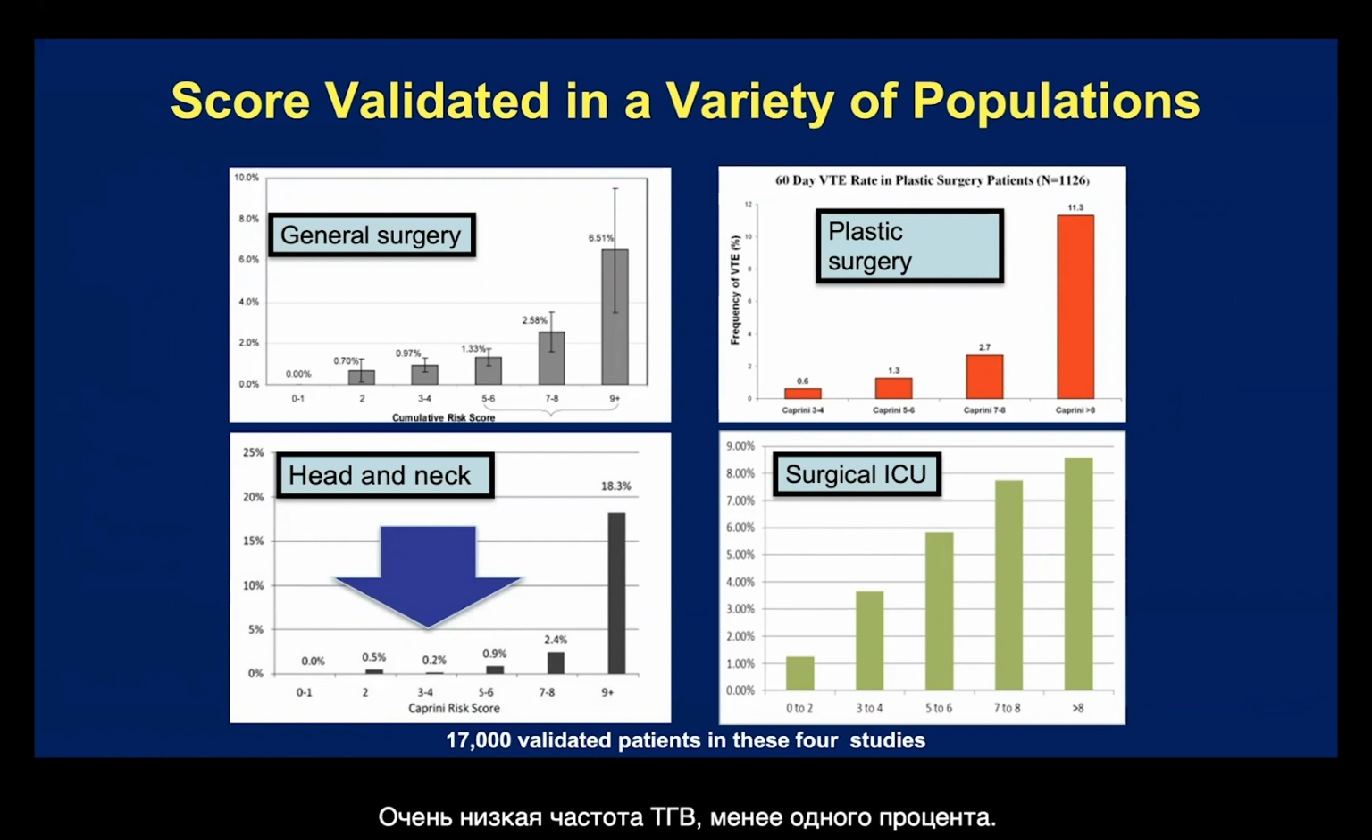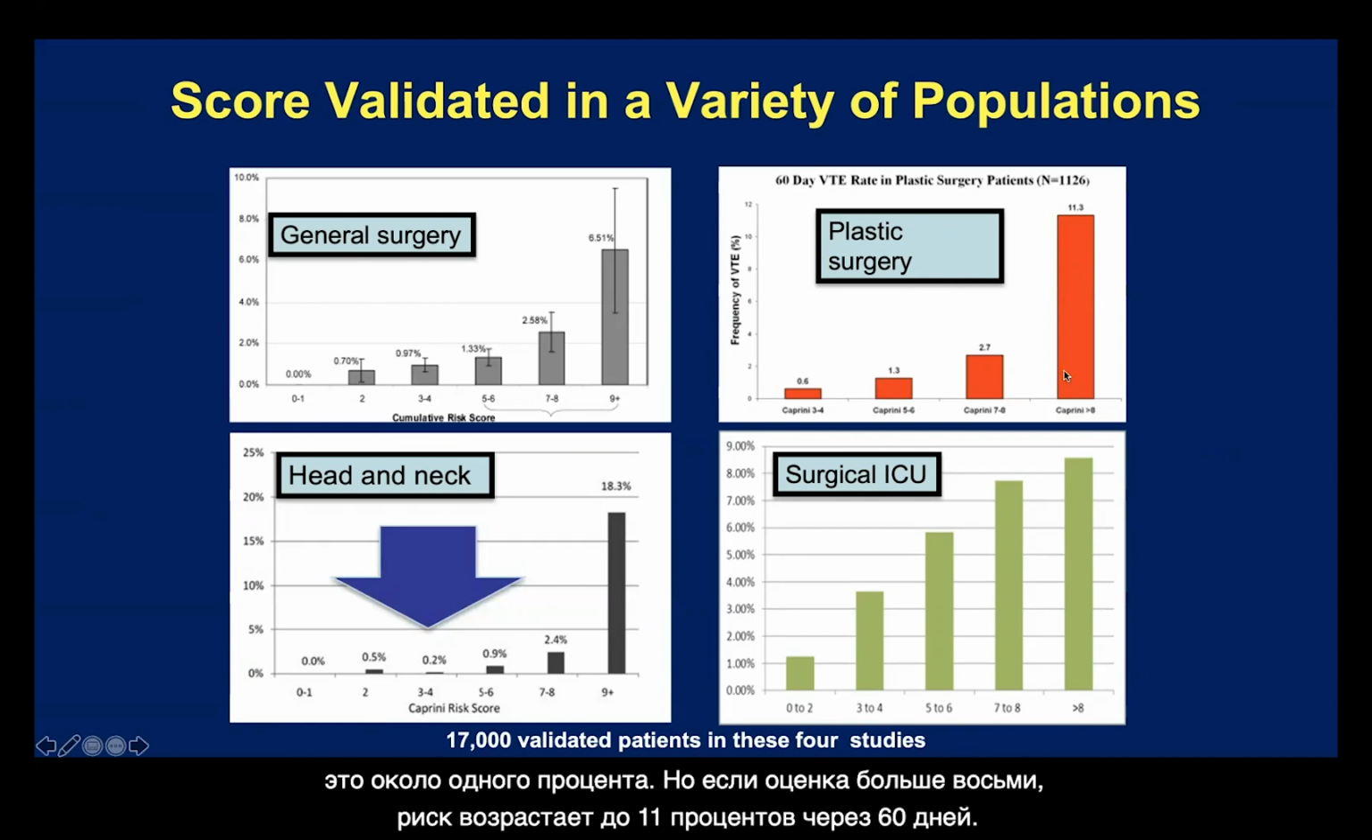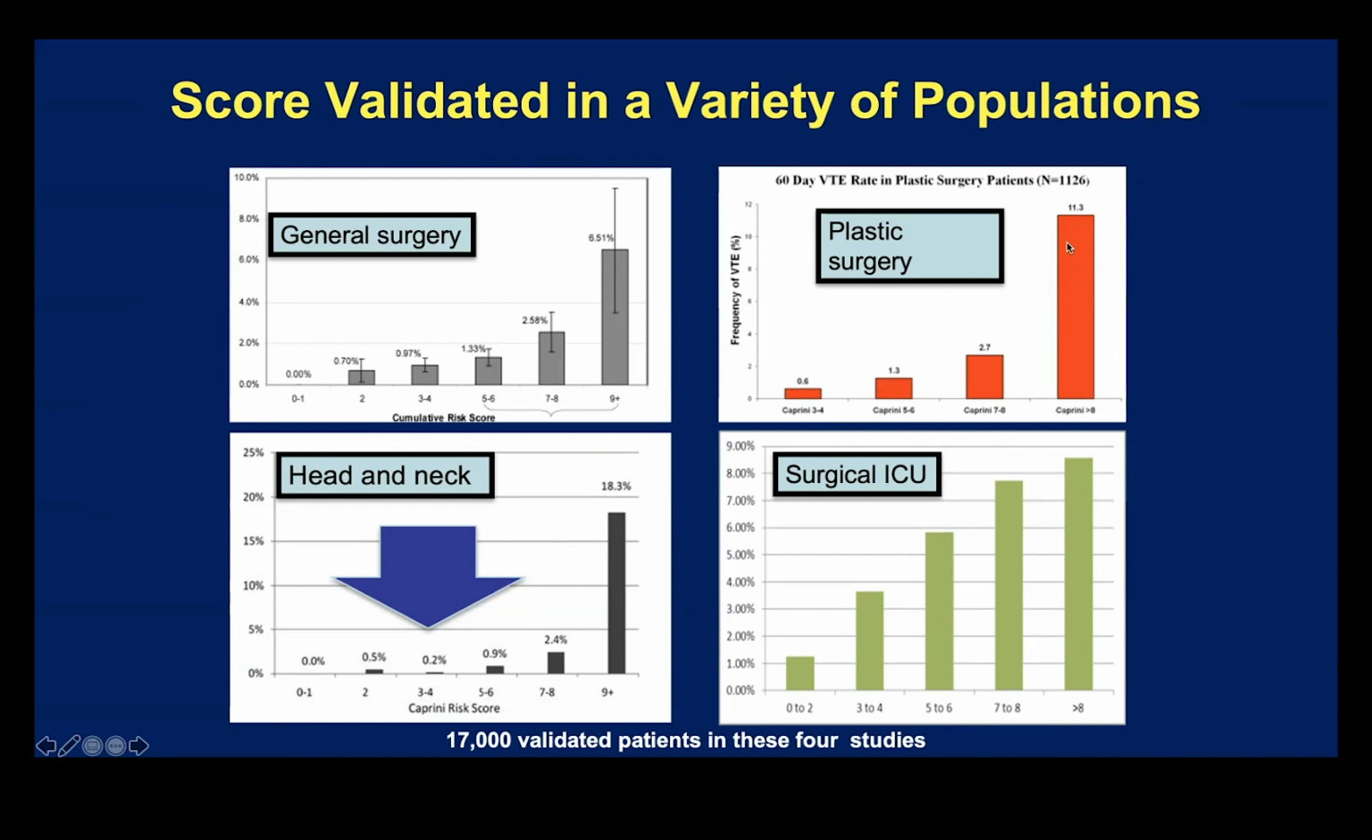Very low incidence of DVT, less than 1%. Whereas if you look over here in plastic surgery, a score of 5, again, is around 1%. But if the score is over 8, it goes to 11% at 60 days. And look, coming back to, I'm sorry to go back and forth, but this is important.